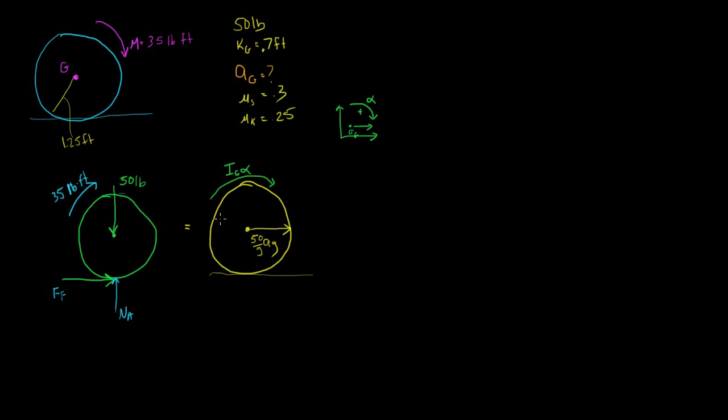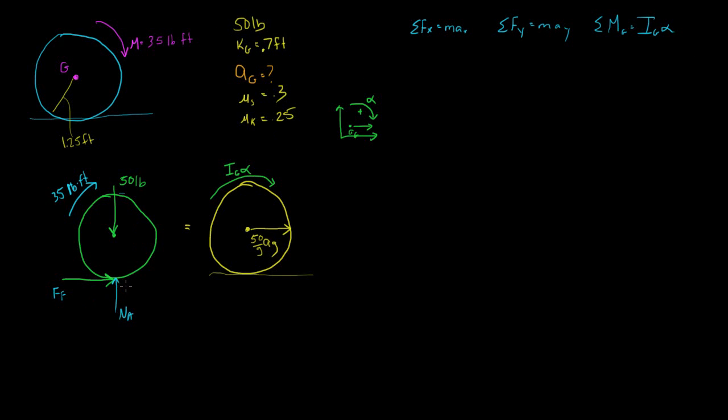Now we just want to look at all our different equations. We want to look at the sum of the forces in the x is equal to the mass times the acceleration in the x. Our sum of the forces in the y is equal to our mass times our acceleration in the y. And our sum of the moments about our center of mass, so G, is equal to our moment of inertia of G times alpha.